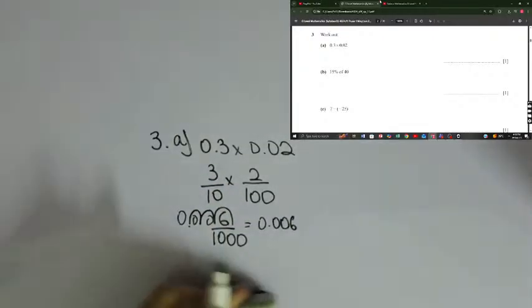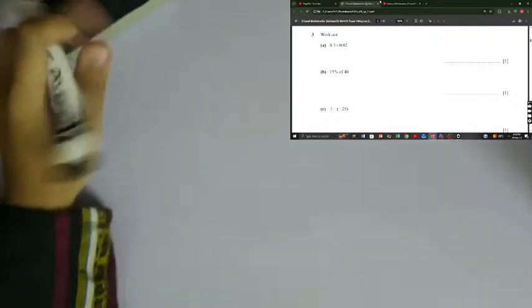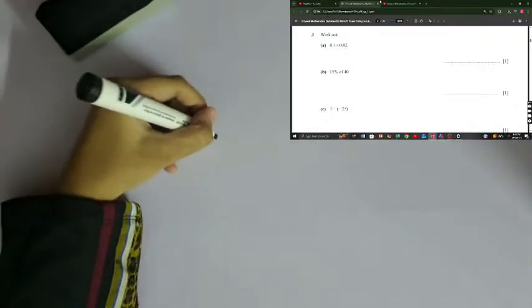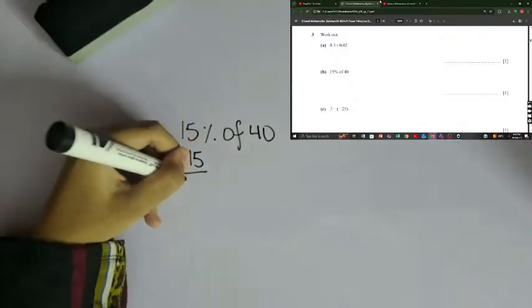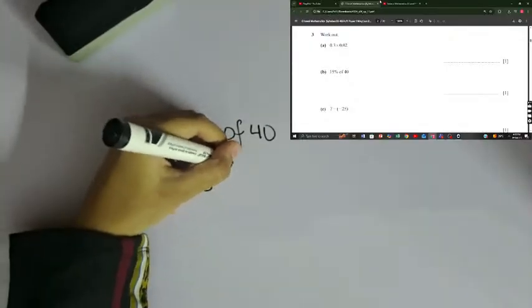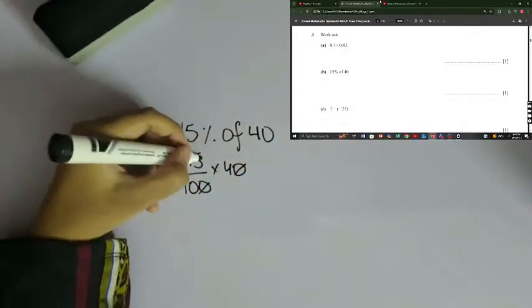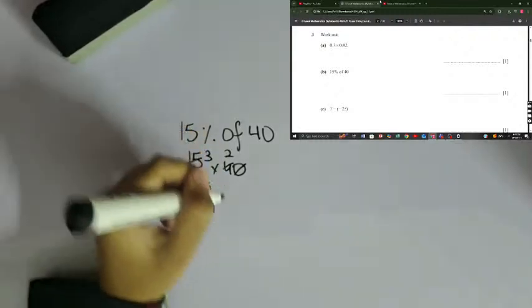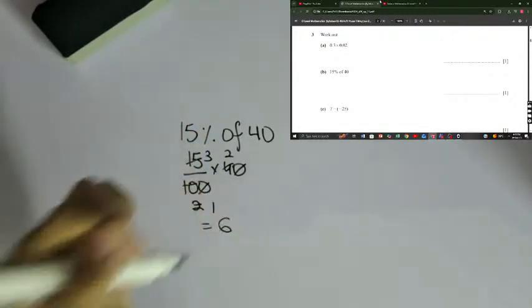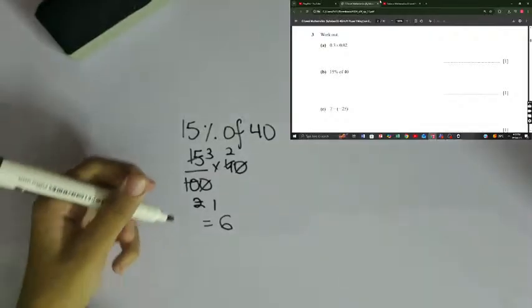The next question we have is 15% of 40. The simplest way to calculate percentage is obviously to replace the percentage sign by upon 100, multiplied by 40, cancel out the zeros, 5 3s are 15 and 5 2s are 10. 2 1s are 2 and 2 2s are 4, and now through simple division we get 6. So 15% of 40 is 6.